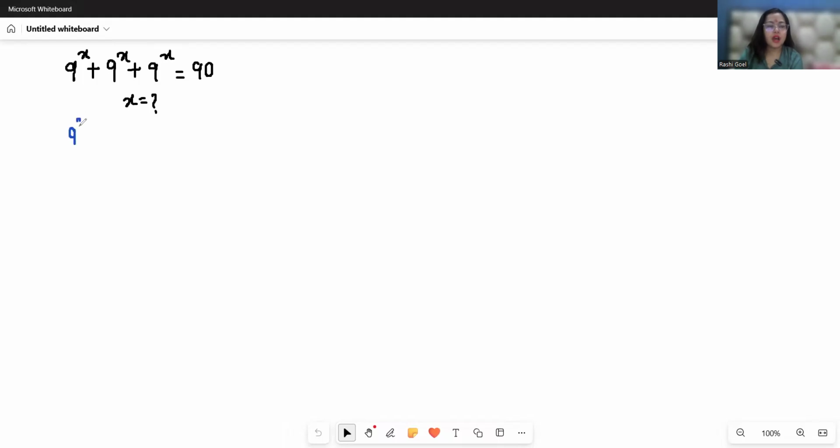So first, from the left hand side if I take 9^x as common, so 1 plus 1 plus 1 equals 90. So 9^x times 3 equals 90. So if I divide both sides by 3, it will cancel out and 9^x equals 30.